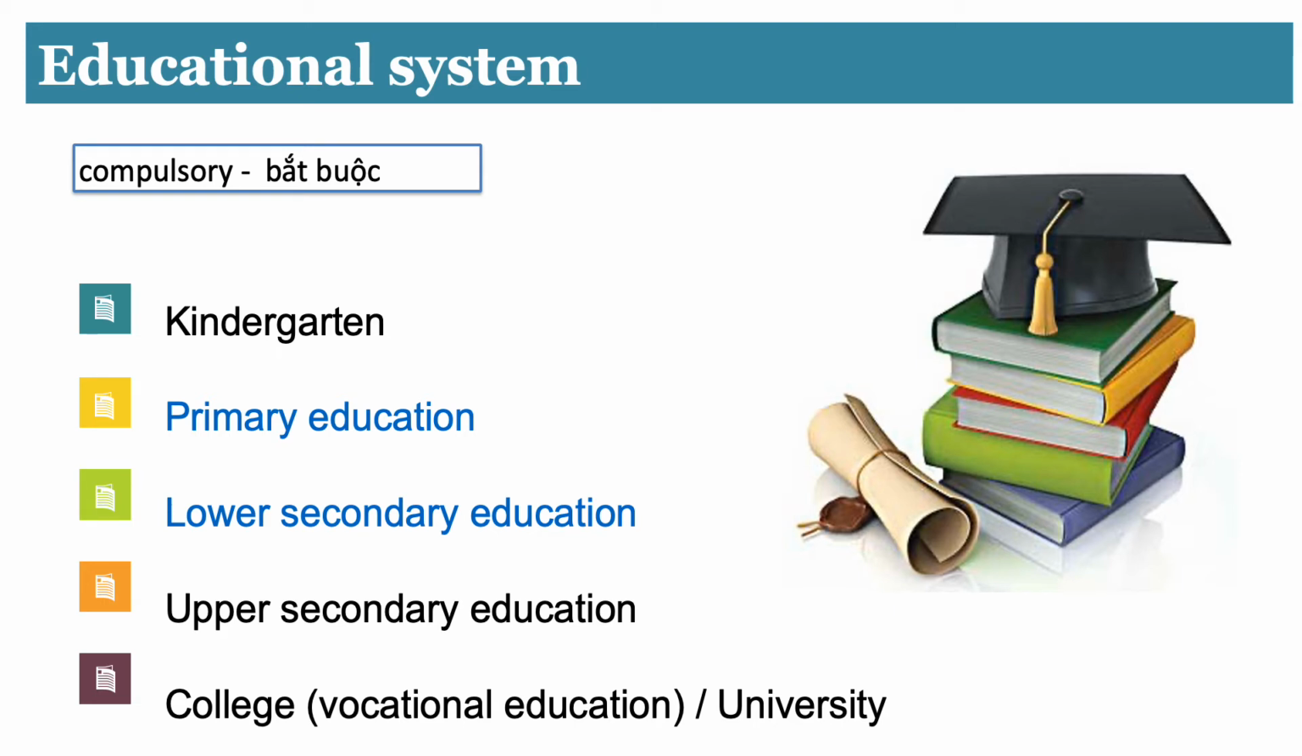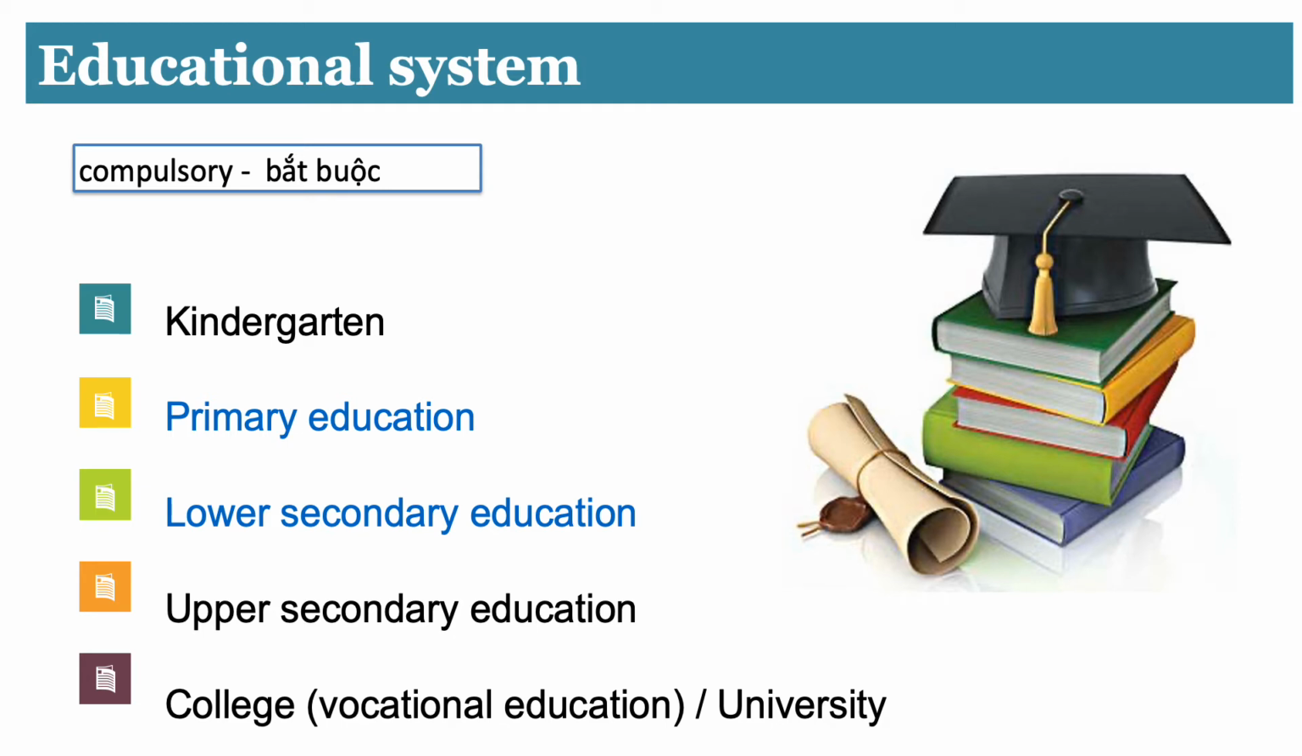After that, we can get lower secondary education. It is grade 6 to grade 9. Later, if we want to continue our studies, we can go to upper secondary education, grades 10 to 12. And later, we are free and we can do whatever we want, but many students want to continue their studies and they go to college to get vocational education, or they go to university to get a degree.